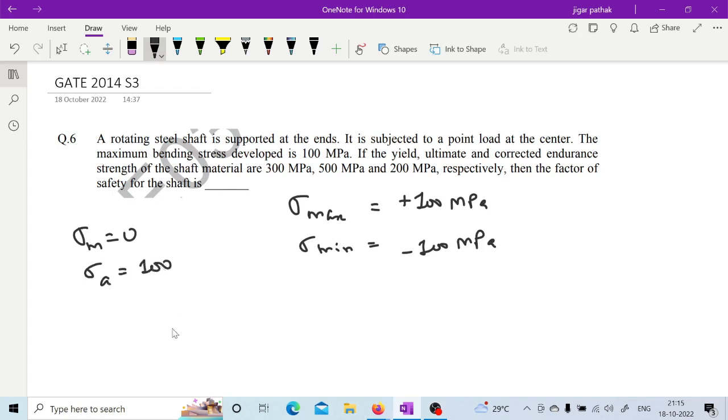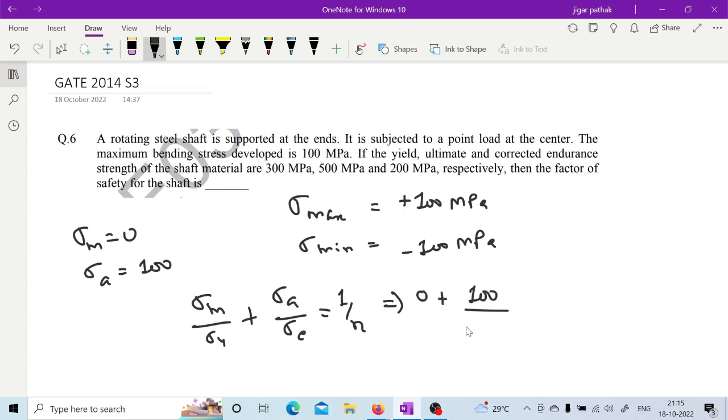And when you go for that equation, let us say Soderberg criteria, it is most conservative. So sigma m by sigma y plus sigma a by sigma e. So nothing is given, then you are going for this most conservative design. So that component is not going to fail. So sigma m is 0, then sigma a is 100. Endurance is given as 200, corrected endurance, then 1 upon n. So it means n is equal to 2. Okay.